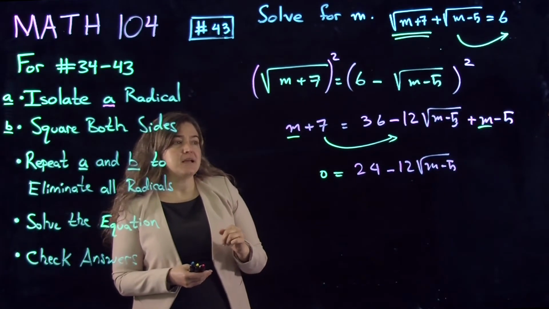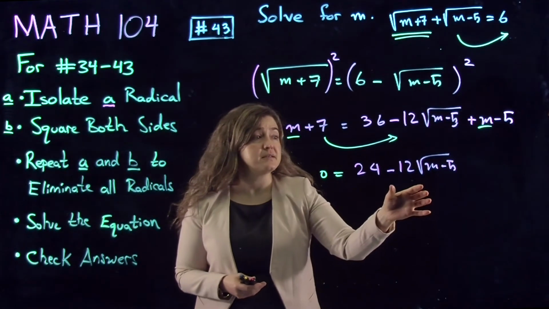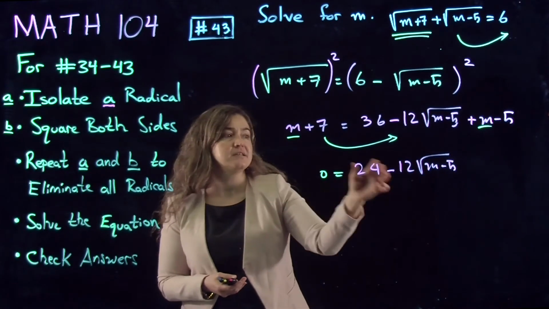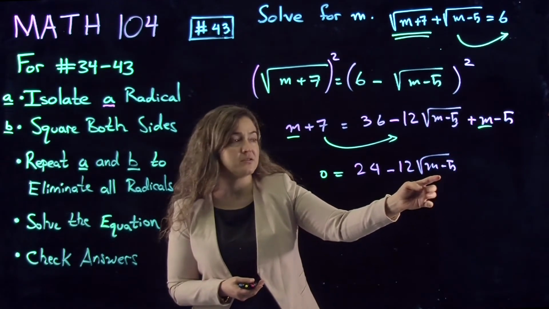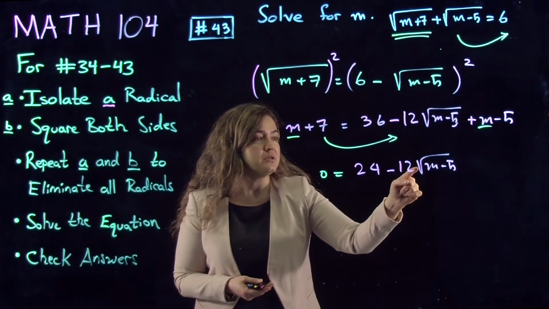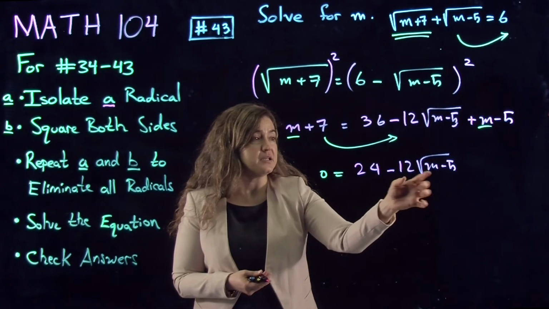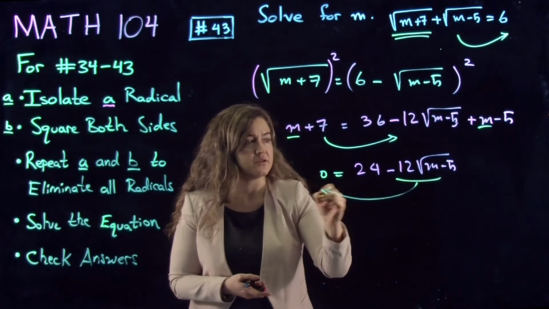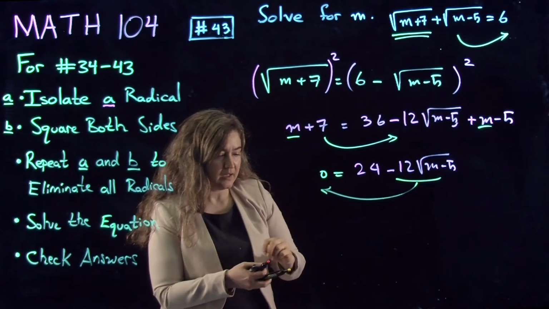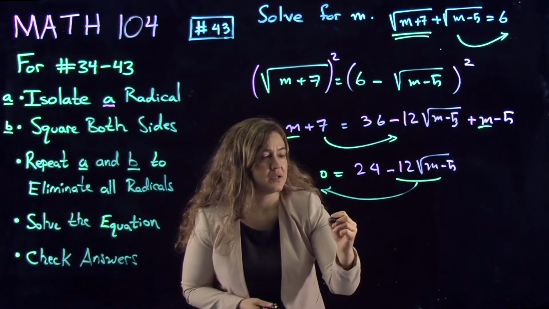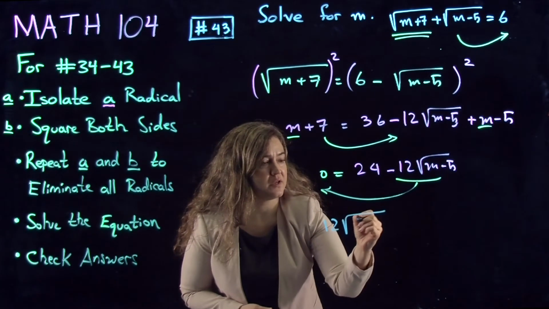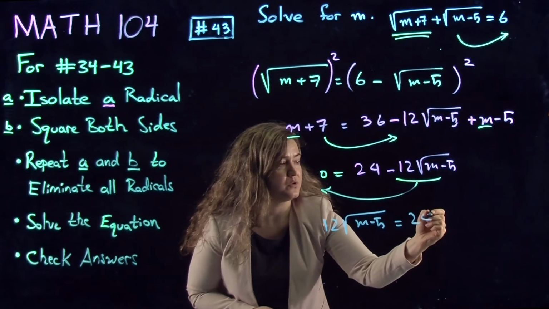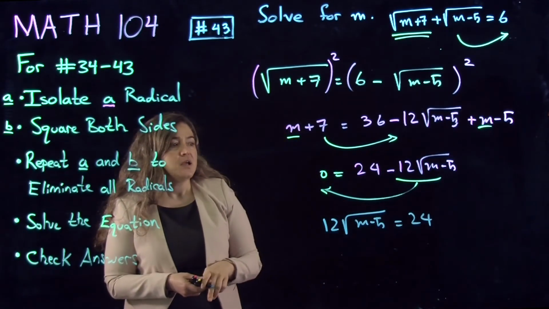Now the next step is to isolate the second radical. So we repeat until we get rid of all the radicals. How do we do that? By taking this one to the other side. So now I'm getting 12 square root of m minus 5 is equal to 24.